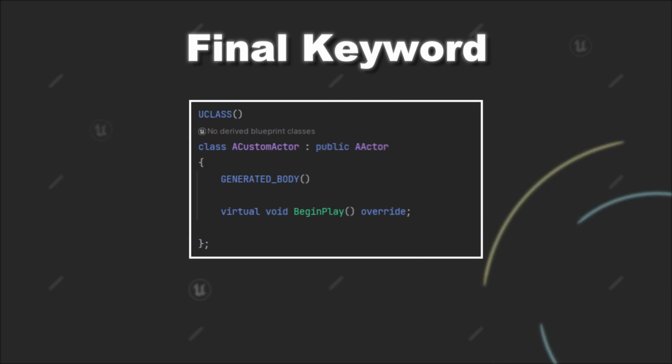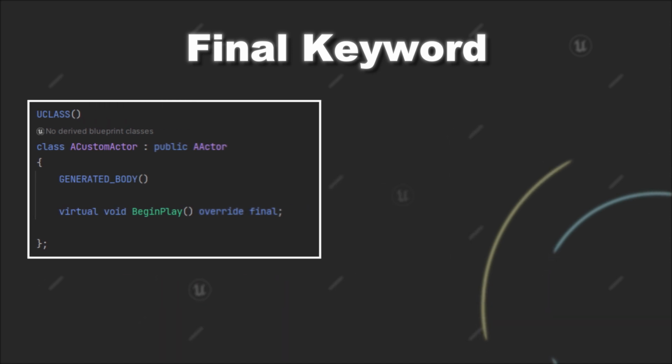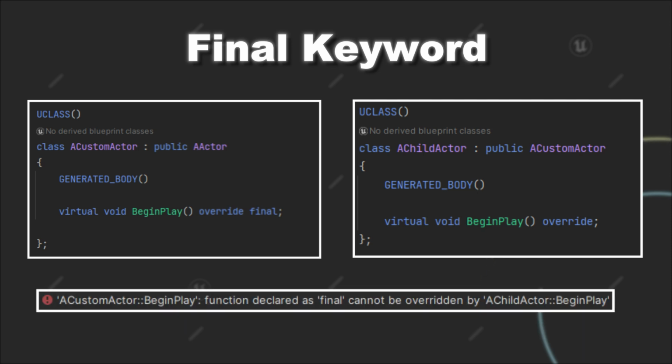The other way you can use the final keyword is in combination with a virtual function. Here it has a similar functionality, namely it prevents you from overriding this function in child classes. To make a function final, you have to add the final keyword at the end of the function declaration. Same as before, if you try to override this function in a child class, you will get an error from the compiler that tells you that this function cannot be overridden.